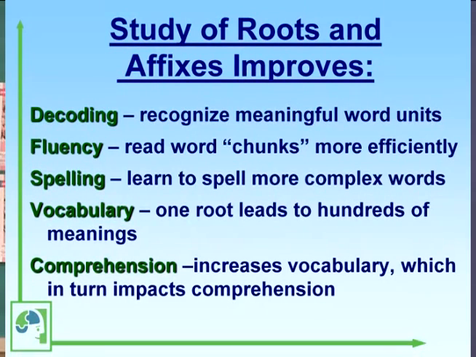One, it helps them to decode larger chunks of words or more advanced terminology. It also increases their fluency, so they're able to read larger words more efficiently. It also helps them to spell more complex words. And it definitely has a huge impact on vocabulary, which also leads to comprehension. So all of these things are very strong positives of why root instruction really should be taught at the middle school and high school level.